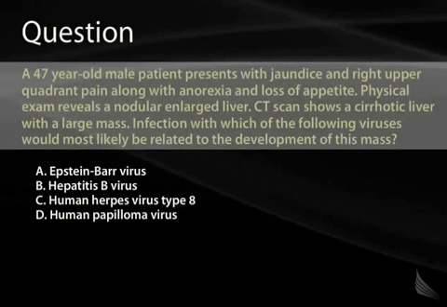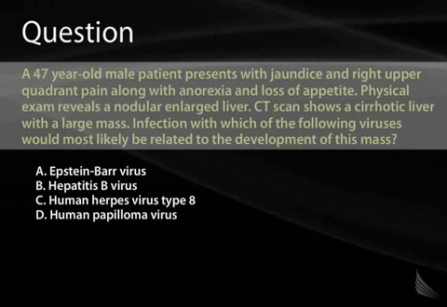Next question. A 47-year-old male patient presents with jaundice, right upper quadrant pain, along with anorexia and loss of appetite. Physical exam reveals a nodular enlarged liver. CT scan shows cirrhosis with a large mass. Infection with which of the following viruses would be most likely related to the development of this mass?